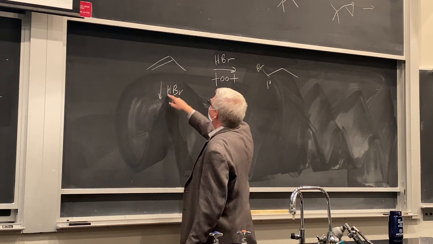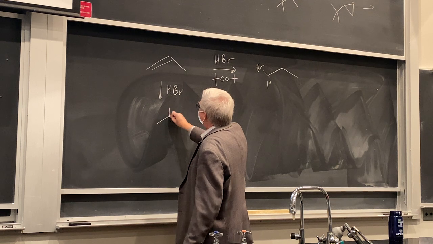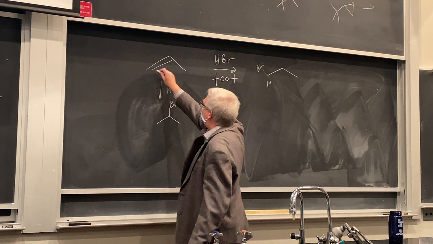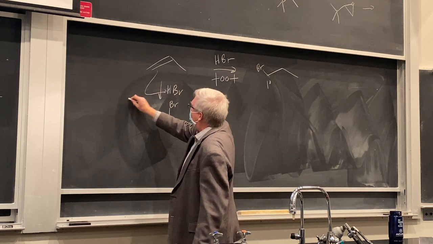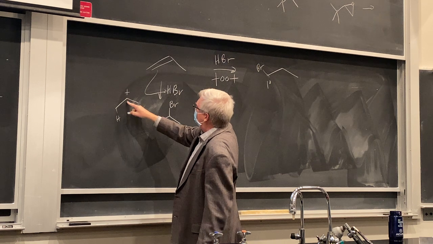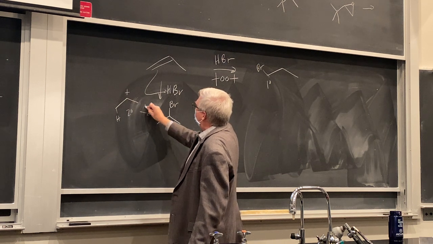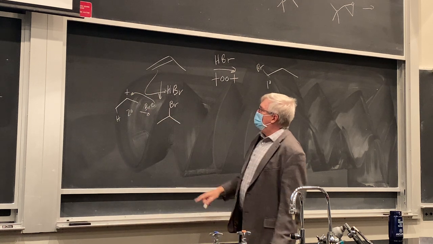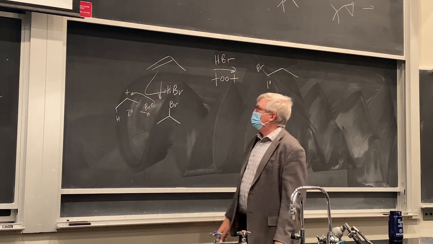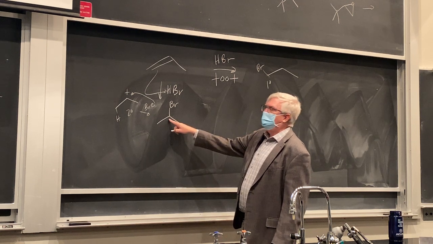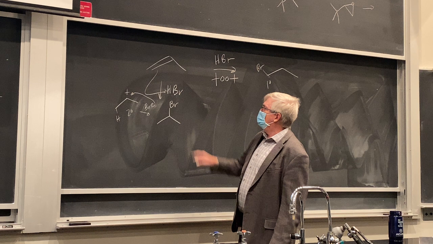Hydrohalogenation here. If we just did it like that, what did we get? We got the more substituted bromide. And why was that? Well, we protonated, right? And by protonating, we got the secondary carbocation there. And then bromide attacked from there. And it's because of this more stable tertiary, more substituted carbocation that we get the more substituted bromide product.